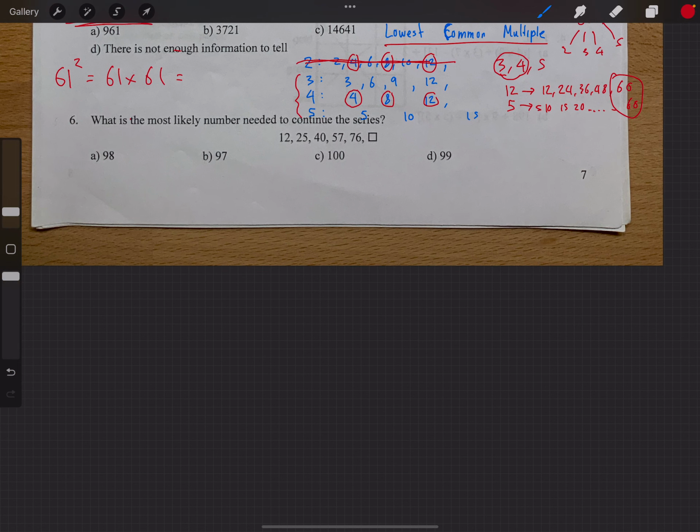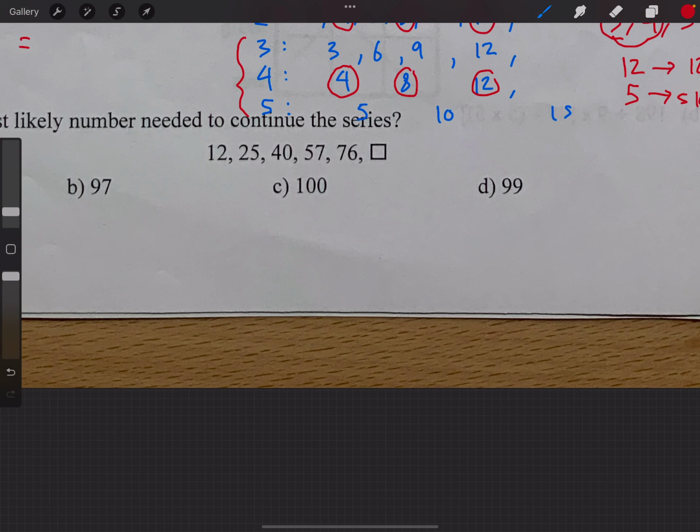Question 6. What is the most likely number needed to continue the series? To continue the series, we need to find a pattern. From here to here, I double it. Actually, let's see if I add something. This will be add 13. This will be add 15. This will be add 17. This will be add 19.